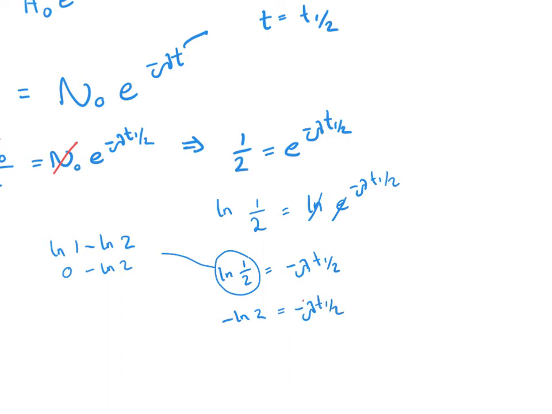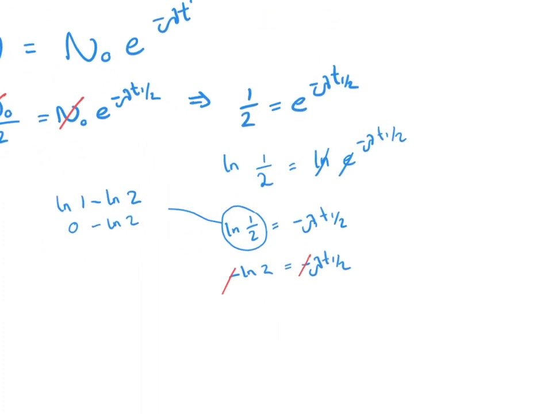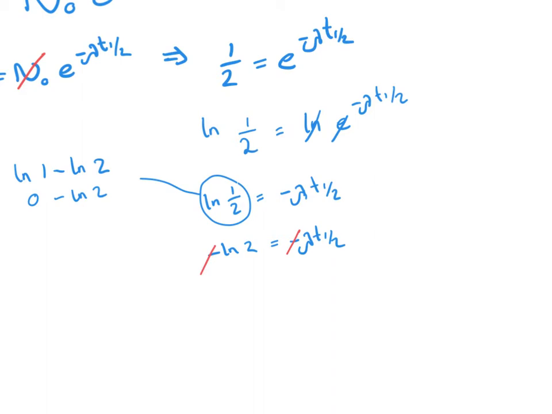So I can get rid of all these nasty minuses because they make my work look a little bit messy. And I end up with the expression: decay constant times half-life is equal to ln 2. So this is a constant expression that you will be using throughout, where you have decay constant times half-life.